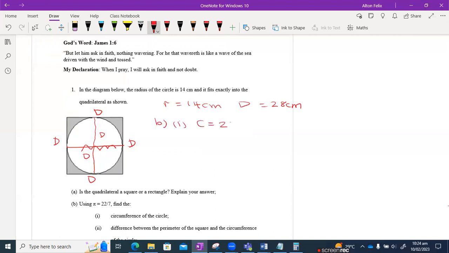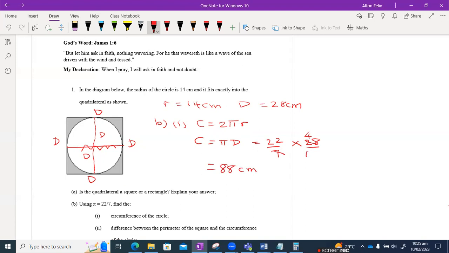You can either use the formula 2 pi r, or you could use the formula pi by diameter. Let's use the second one. We're using pi here as 22/7, and we're multiplying this by the diameter 28. So the circumference, 28 can be divided by 7 four times. The circumference will be 88 centimeters.